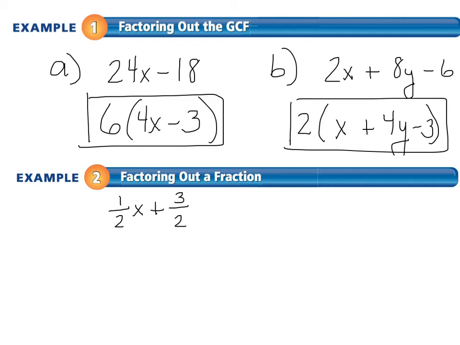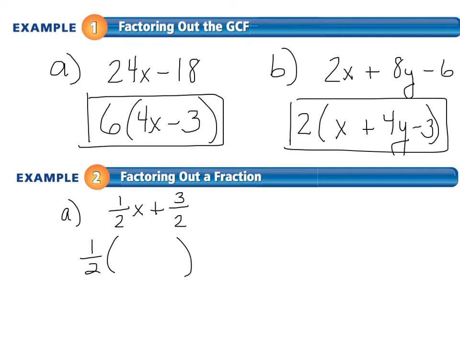Now when you do a fraction, here's what you're going to do. You're going to factor out the coefficient of the variable. So if you want to write that down, you can. Factor out the coefficient of the variable. Now here, the coefficient of the variable is 1/2. That's the number in front of the letter. So we're going to factor out a 1/2.